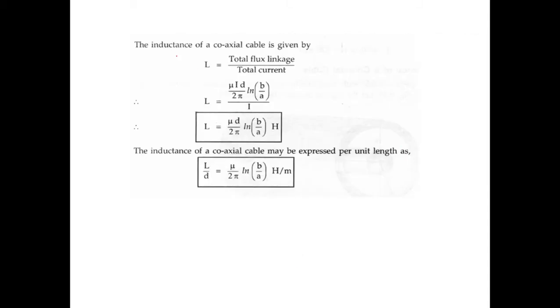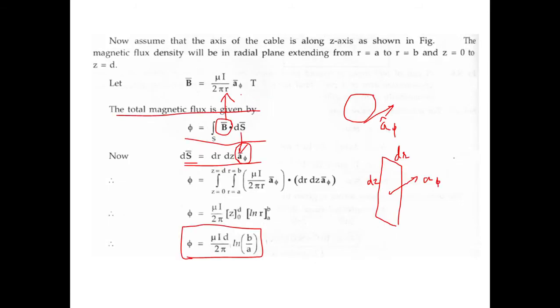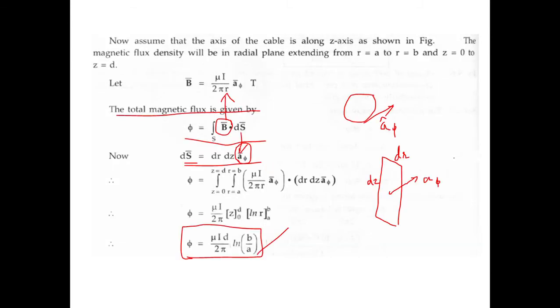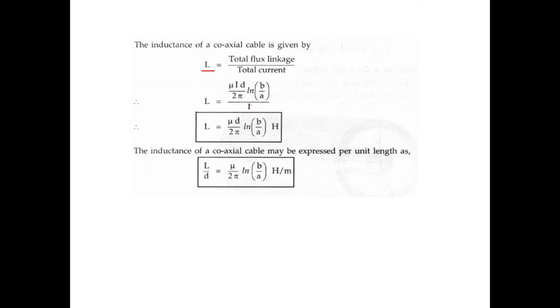So now the inductance of the coaxial cable is total flux linkage divided by total current. So this is the total flux linkage. There are no number of turns here because it is a coaxial cable. So we have phi divided by I. So I and I will get cancelled. So this is the inductance of a coaxial cable.